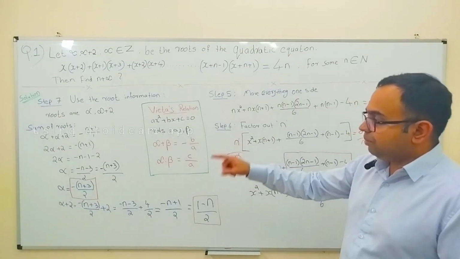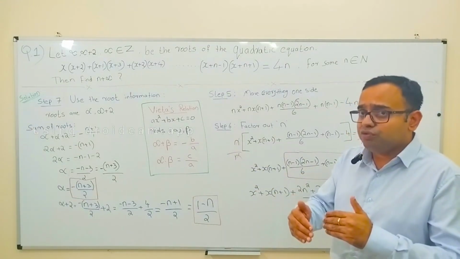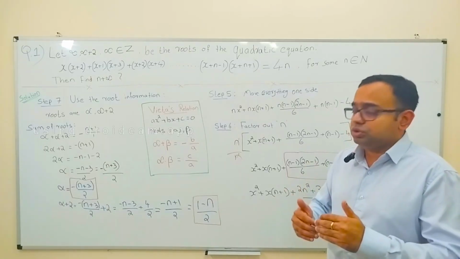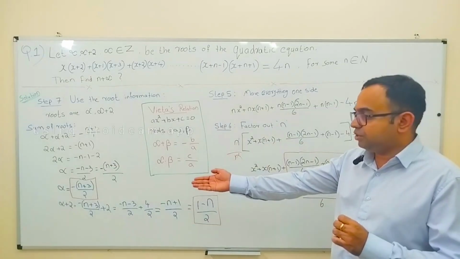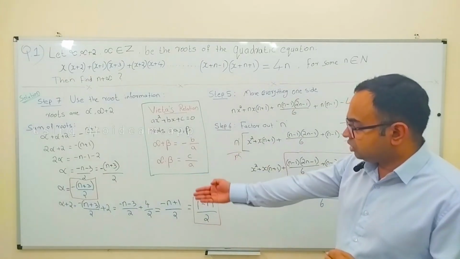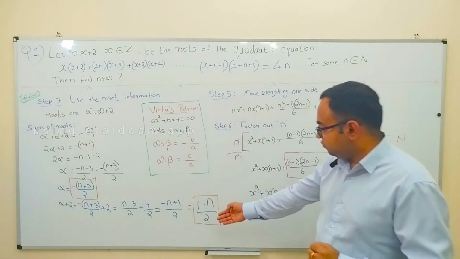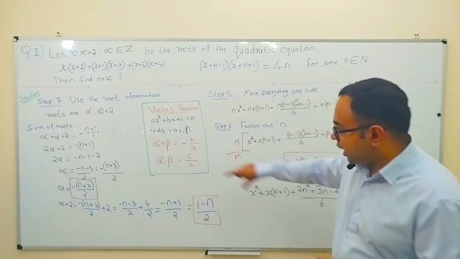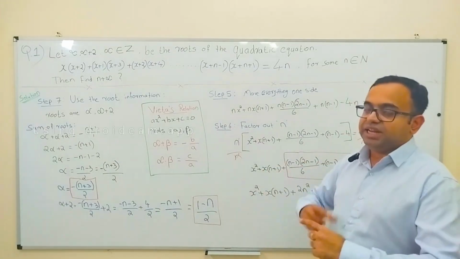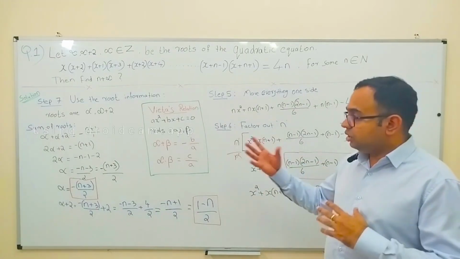Now we find alpha plus 2, because in the next step we are going to find the product of two roots. So we need the value of alpha plus 2 there. That's why we are taking the alpha plus 2 value also here. So doing some arithmetic and algebraic techniques, we got the value of alpha plus 2 as (1 minus n) by 2. These two values we are substituting in the next step by taking the product of roots.